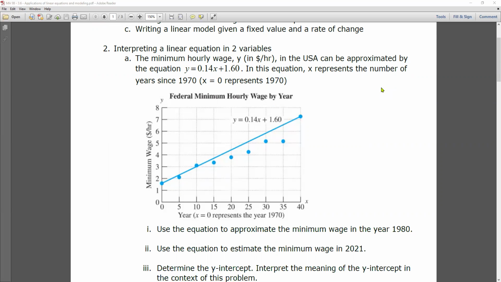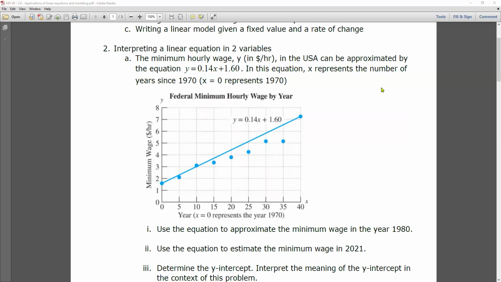This graph describes the minimum hourly wage in dollars per hour in the USA, and we can use the equation y equals 0.14x plus 1.60. They're also telling us that x represents the number of years since 1970, and gave us a pretty good example: x equals 0 represents 1970. So let's go ahead and look at the question.